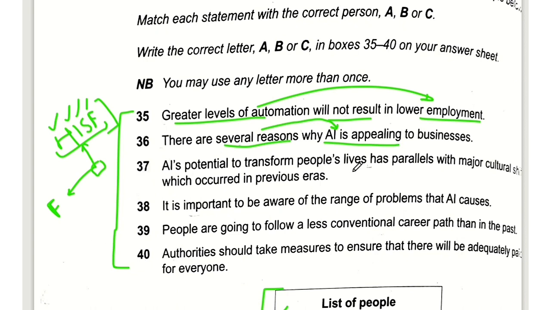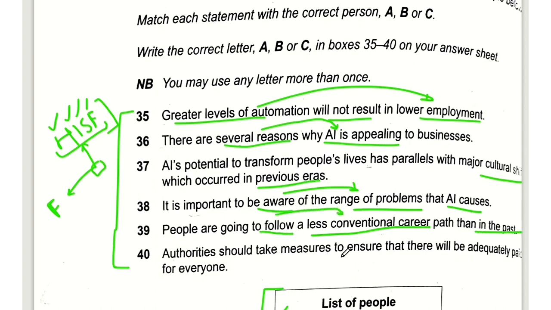AI's potential to transform people's lives is parallel with major cultural shift which occurred in previous era. They're speaking about the era here. It's important to be aware of the range of problems that AI causes. They are speaking about that we must be aware of the range of problems. People are going to follow a less conventional career path than in the past. So now they'll be following a less conventional career path.